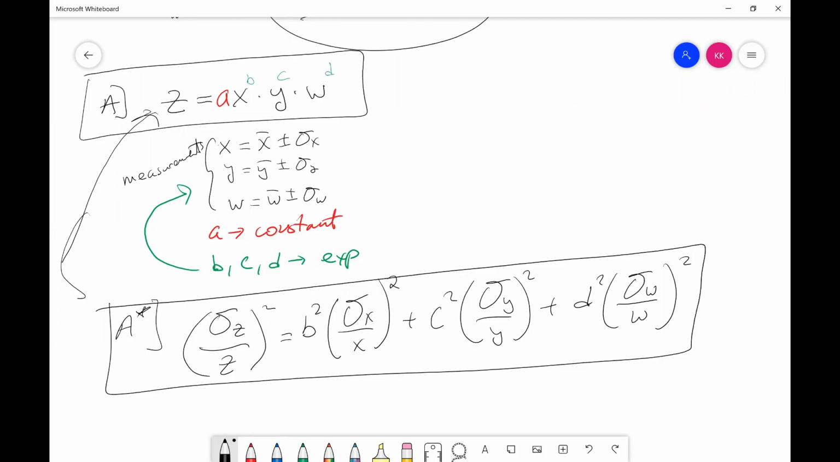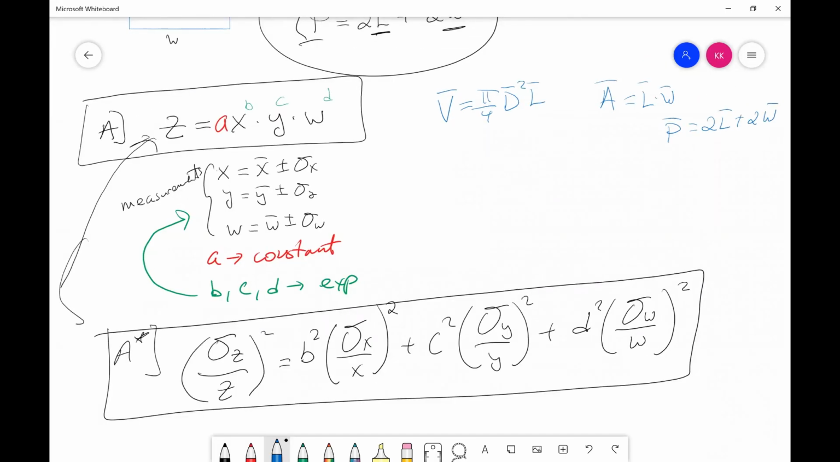Now let's look at this. We have a volume, where the average volume was pi over 4 times the average diameter squared times the average length. And we have another equation: area was length times width, and obviously we use averages. And then we have perimeter, which was 2 times the average length plus 2 times the average width. So now let's look at those three equations. Which of these equations is type A?